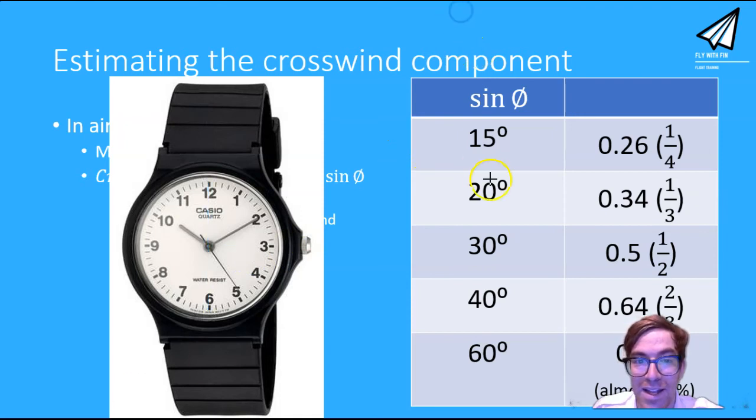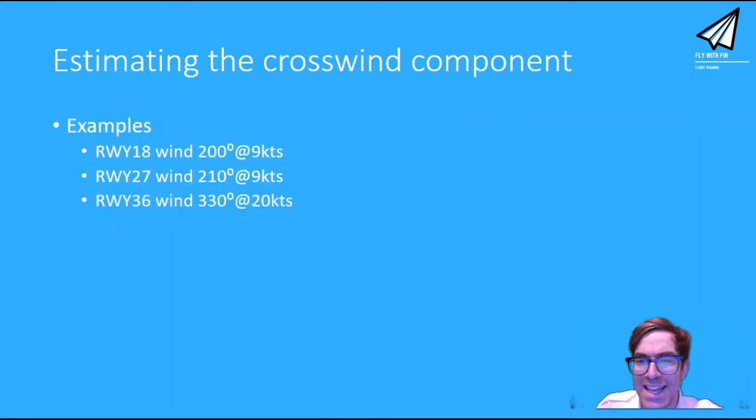Or let's say the wind is 60 degrees off. I think 60 degrees, that's 60 minutes. That would be all of this watch face. So that would basically be 100%. So all of the wind would be a crosswind. And this is how you can calculate really quickly that sine value, and thus how much crosswind you got. So let's show you that in action.